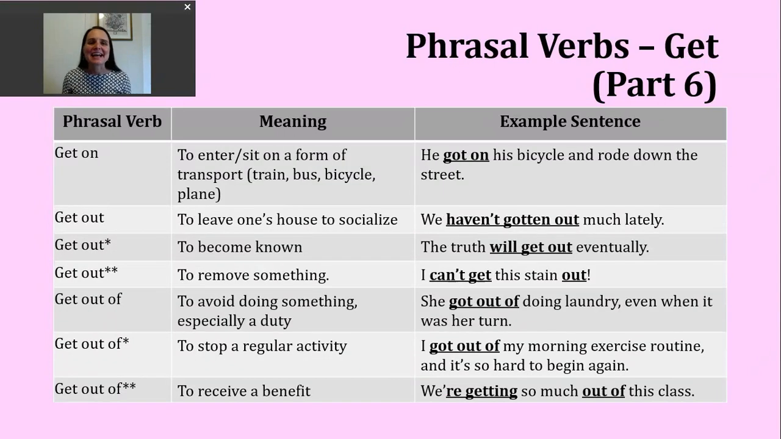The next set of phrasal verbs we're going to look at is "get on." Right? So again, back to trains, buses, bicycles, and planes. This is when you enter or begin to sit down inside of a particular form of transportation. Here's another example sentence. He got on his bicycle and rode down the street.